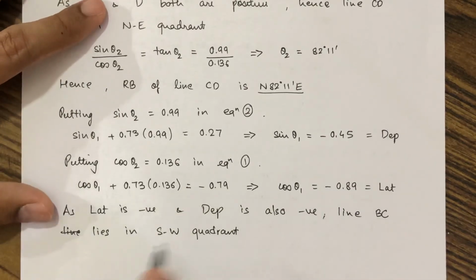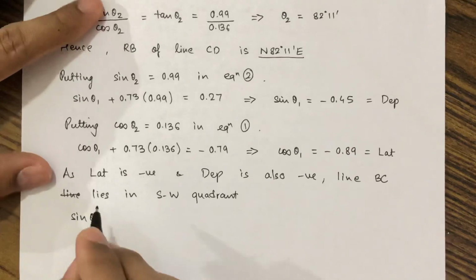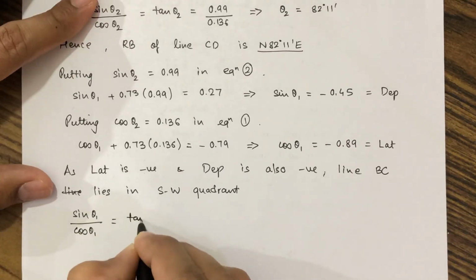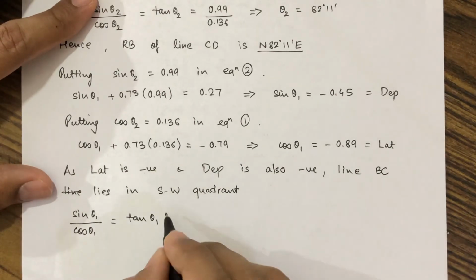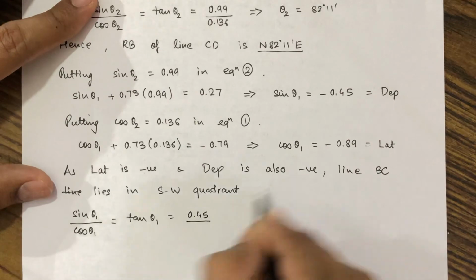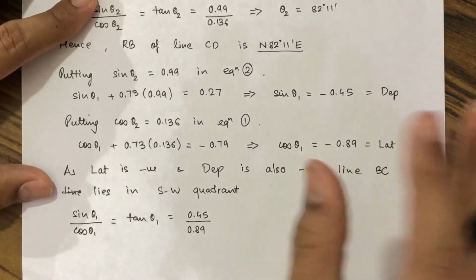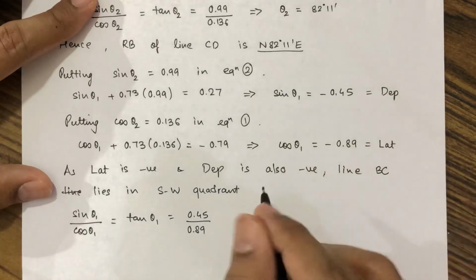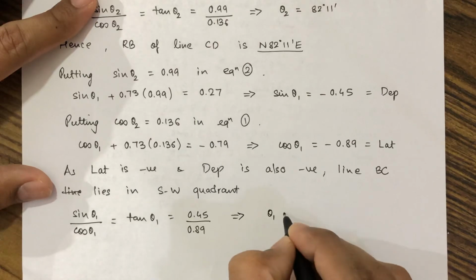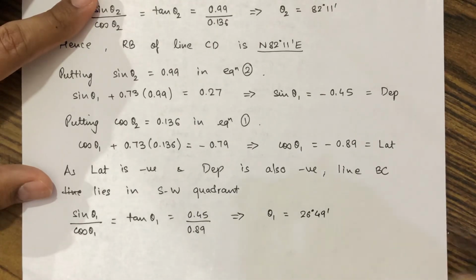So let us find out the value for theta 1. So sin theta 1 upon cos theta 1 will give us tan theta 1. So that is sin theta 1 is 0.45 and cos theta 1 is 0.89. Now here no need to apply the negative sign. To find the angle no need to apply the negative sign. So we get the value of theta 1 as 26 degree 49 minutes.